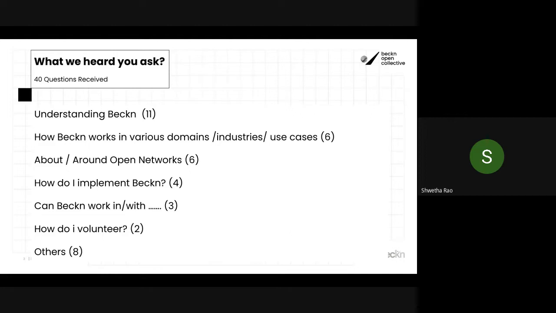For all of us who are new to the protocol, let's understand what this is all about. Sujith and Ravi, over to you on this.